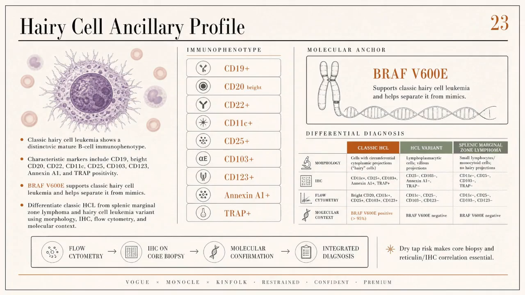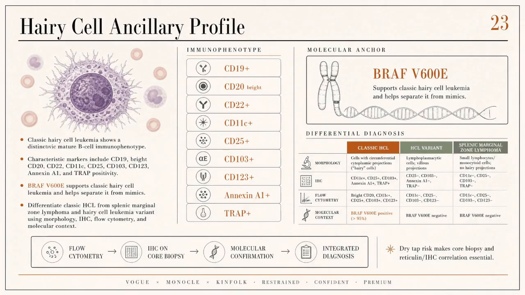Additionally, tartrate-resistant acid phosphatase, TRAP staining, historically a hallmark enzymatic stain for HCL, remains a useful adjunct, although it has largely been supplanted by immunophenotyping due to issues with reproducibility and specificity. Nonetheless, TRAP positivity can still provide supportive evidence, especially in resource-limited settings.